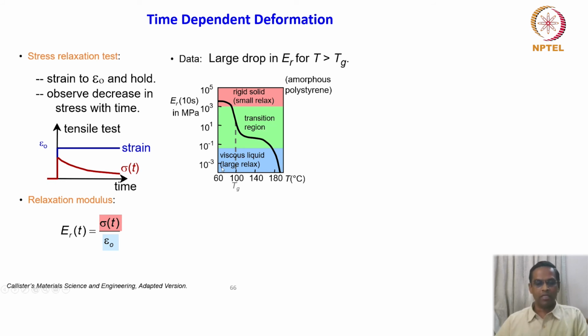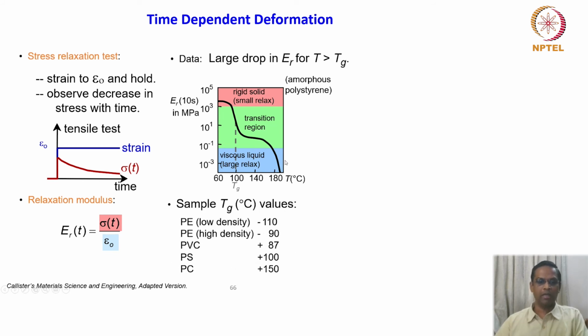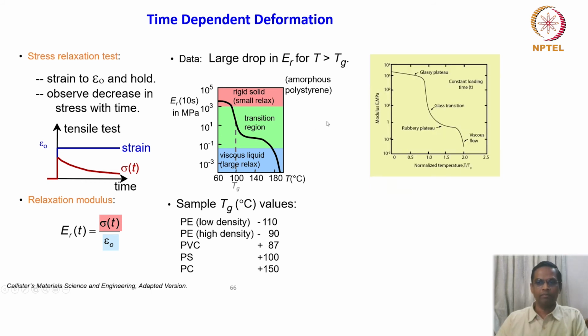So we can now relate to the mechanical deformation behavior. Where does our material lie in this map? Depending upon that, you will see the mechanical response. Some of the typical polymer materials are given with their Tg values, and we will be able to relate that to mechanical behavior.